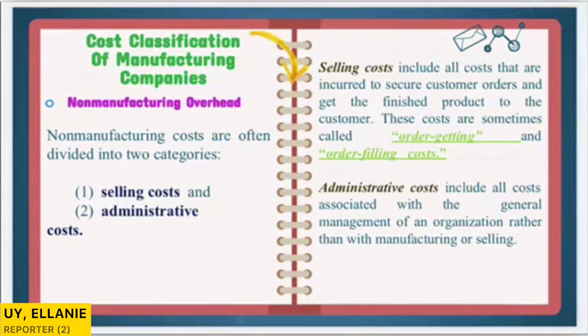Administrative costs include all costs associated with the general management of an organization rather than with manufacturing or selling. Examples of administrative costs include executive compensation, general accounting, secretarial, public relations, and similar costs involved in the overall general administration of the organization as a whole.